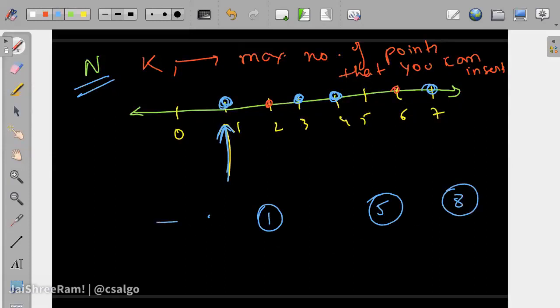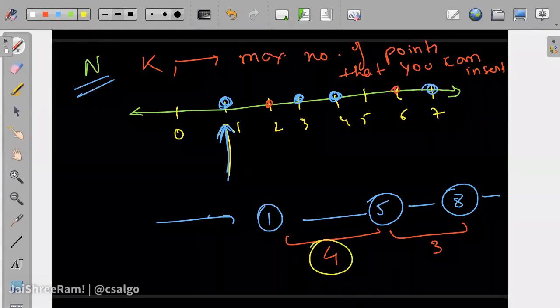If this is the state right now, the distances present on the line are 5 minus 1, which is equal to 4, and 8 minus 5, which is equal to 3. So if this is the state, then the longest distance present is equal to 4, right? This is the longest distance between any two consecutive points. So my objective is to minimize this longest distance between two consecutive points. Now we have to minimize this using these k extra points given to us.